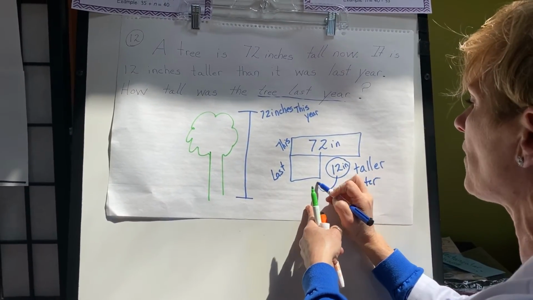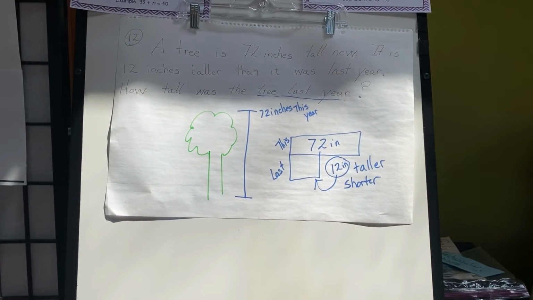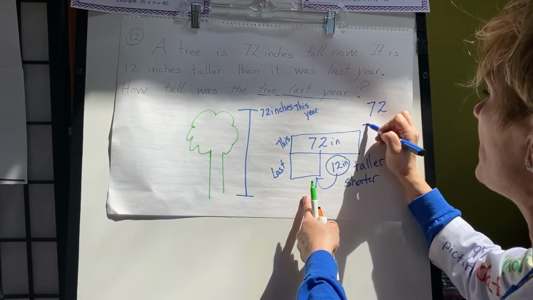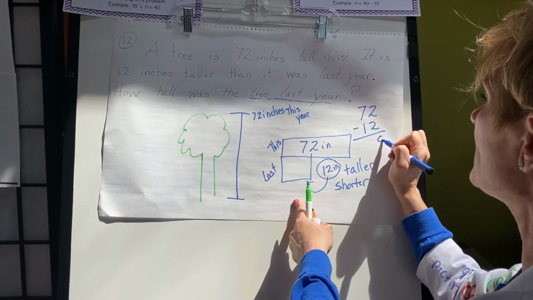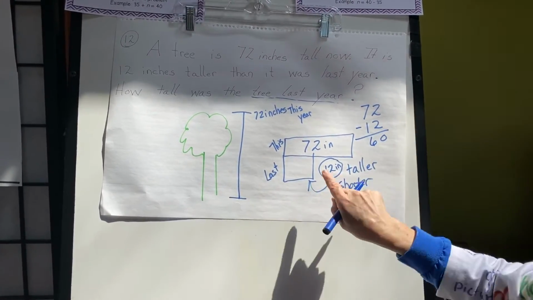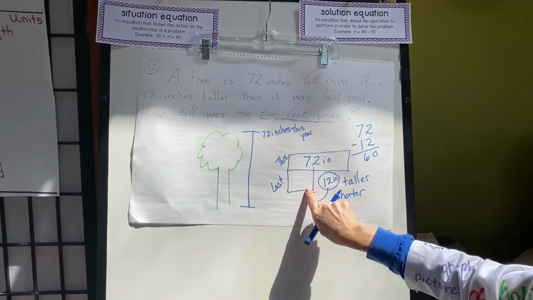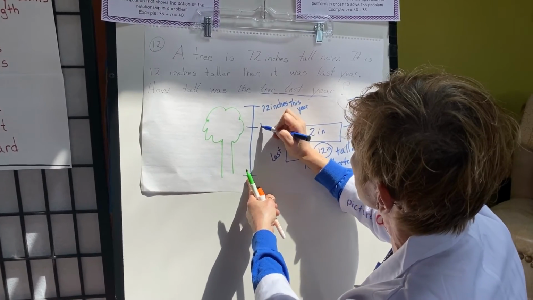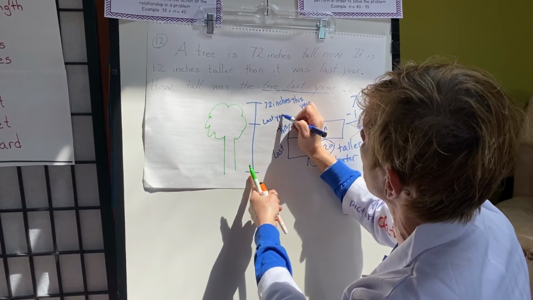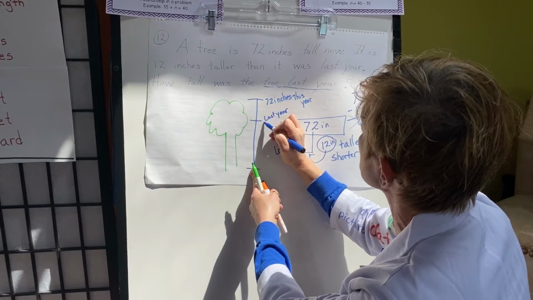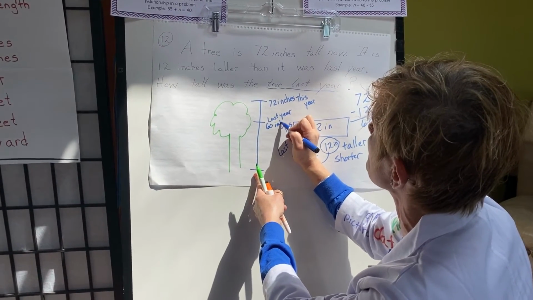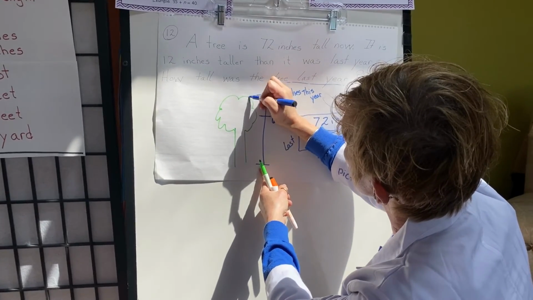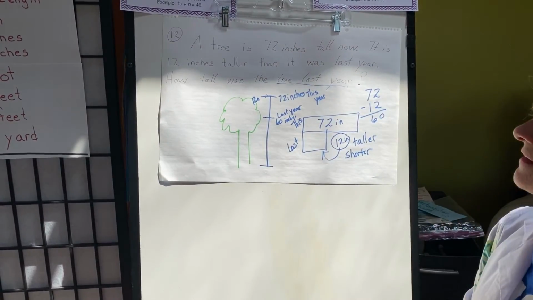So we're trying to figure out what it was. It was shorter. Yep, I could simply subtract. I could take away those 12 inches from this year to get my last year. Would that make sense? You bet. Last year, 12 inches this year. Last year, yep, last year is 60 inches. And then the difference between them is 12 inches.